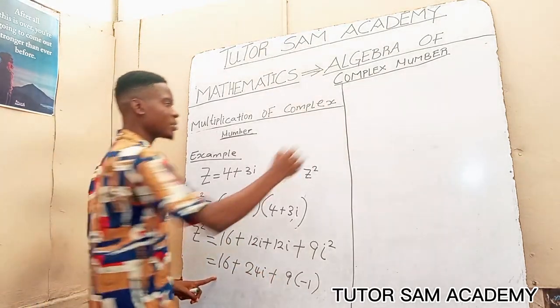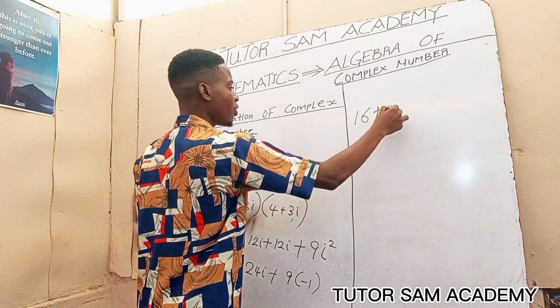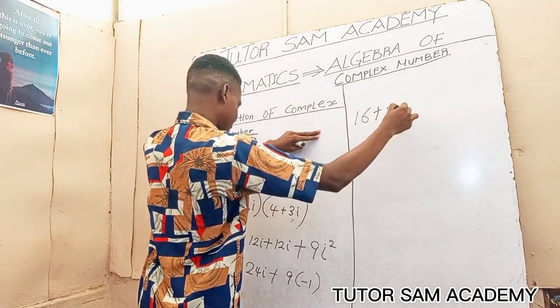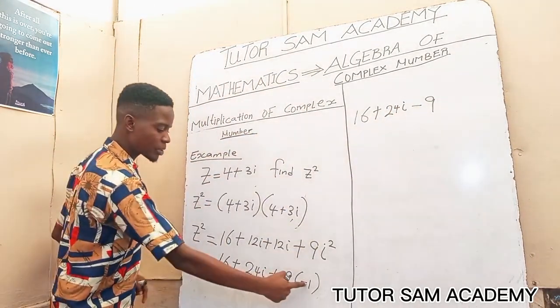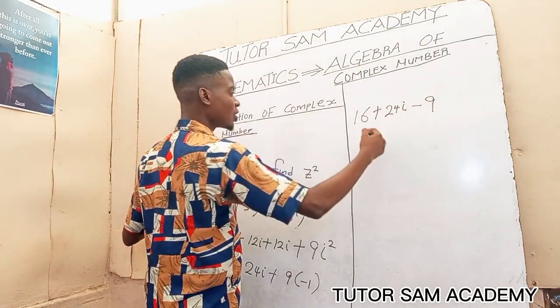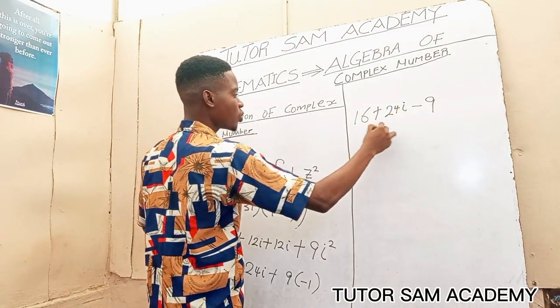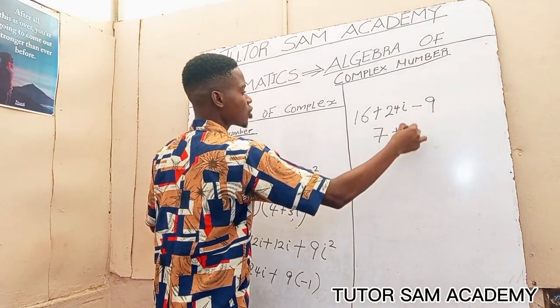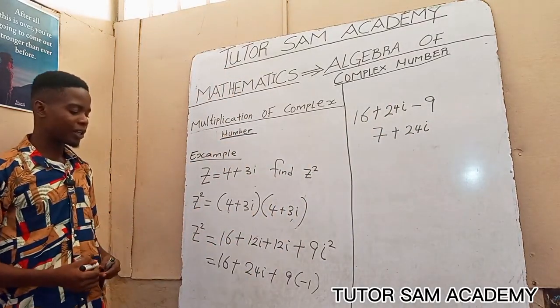So this will give us 16 plus 24i minus 9. Minus 9, because this is plus, this is minus, and plus times minus gives us minus. So 16 minus 9 is equivalent to 7, plus 24i. So this is how multiplication goes.